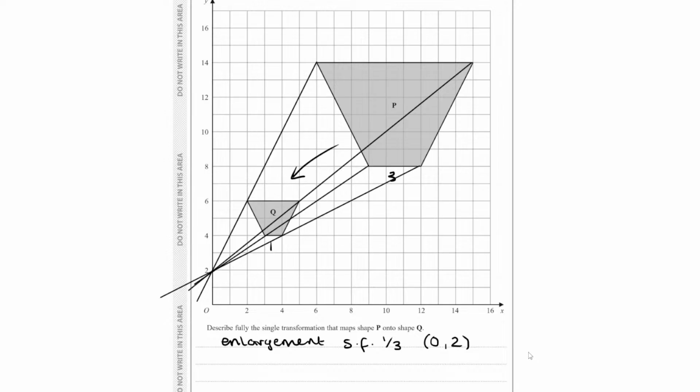So those are the 3 pieces of information we need. What type of transformation is it? And then information about that transformation. Enlargement, scale factor 1/3, which means it's not only got smaller, but it's also got closer to the centre of enlargement, and then the centre of enlargement. And that's 2 marks. Okay, let me just come back to the questions.